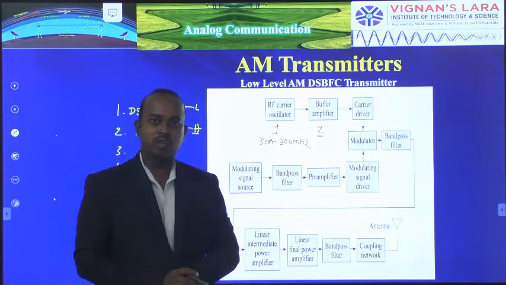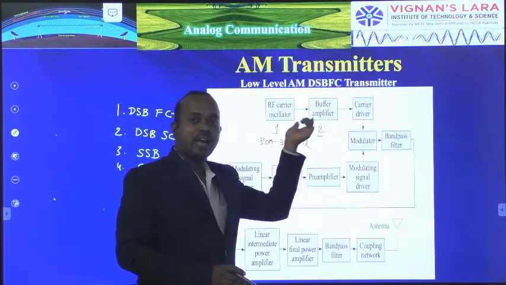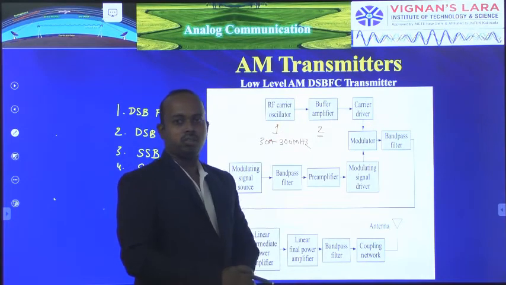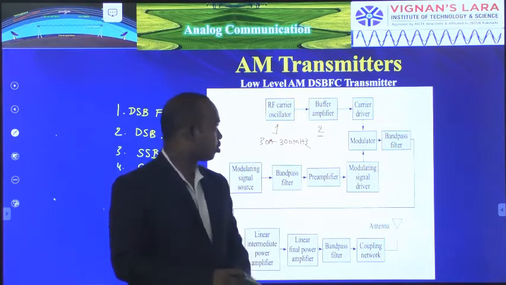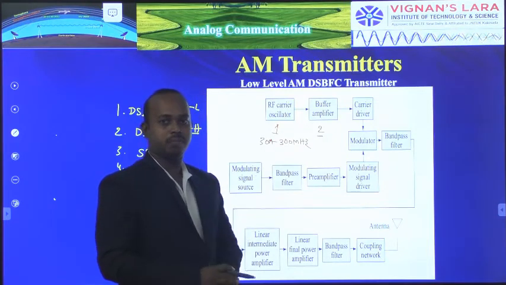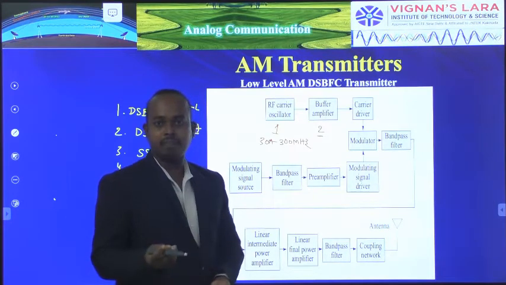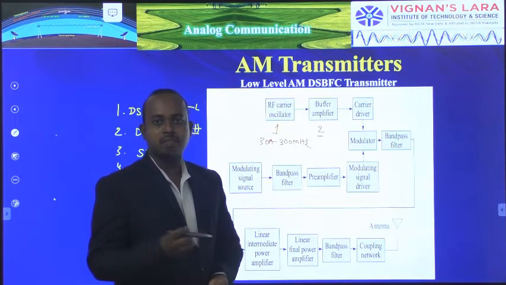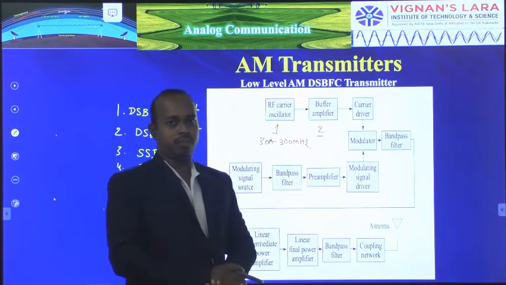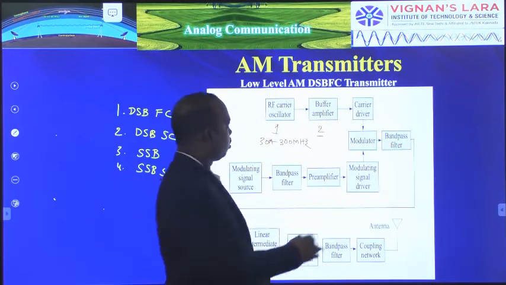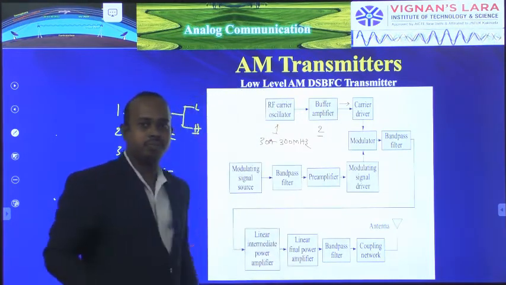For that reason we use the buffer amplifier in between the carrier driver and the RF carrier generator or oscillator. In these two blocks we use the buffer amplifier. The main usage of the buffer amplifier is giving impedance matching between the RF carrier oscillator and the carrier driver. The output of the buffer is assigned to the carrier driver.